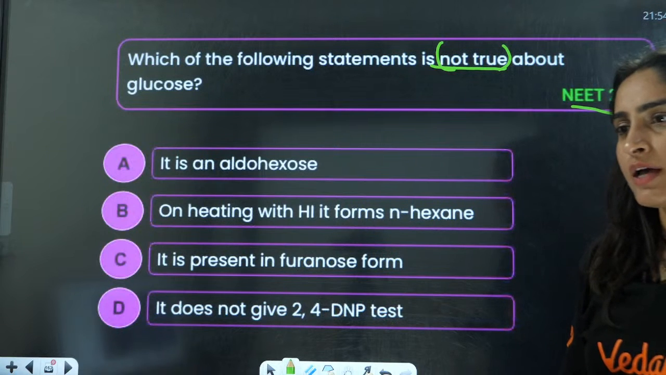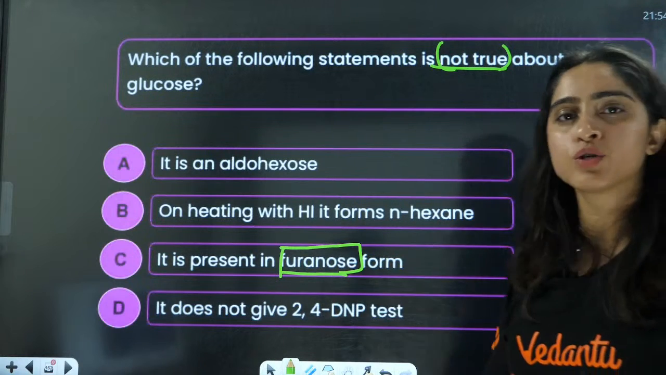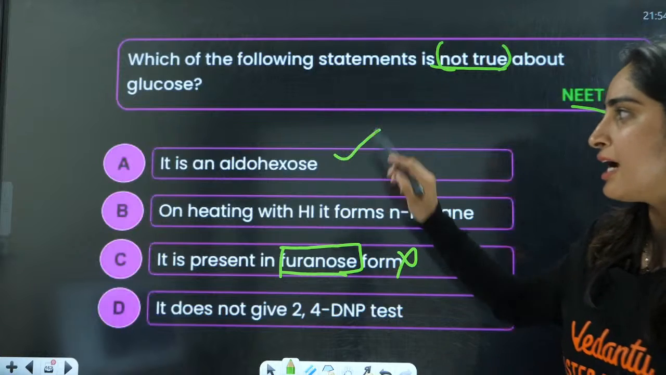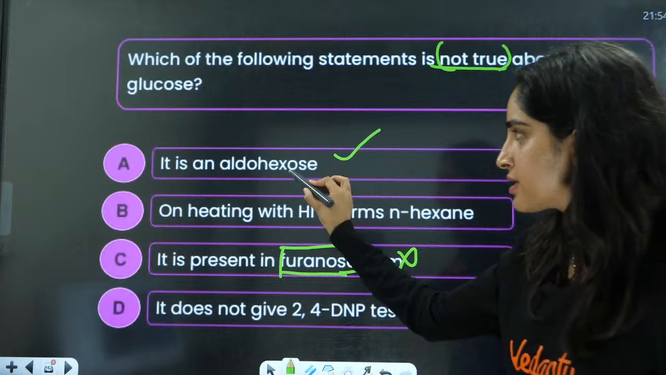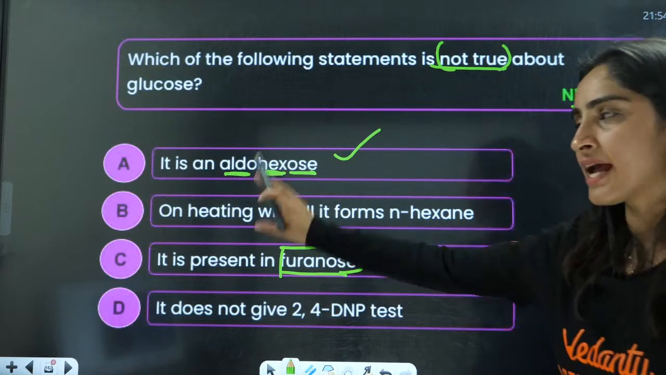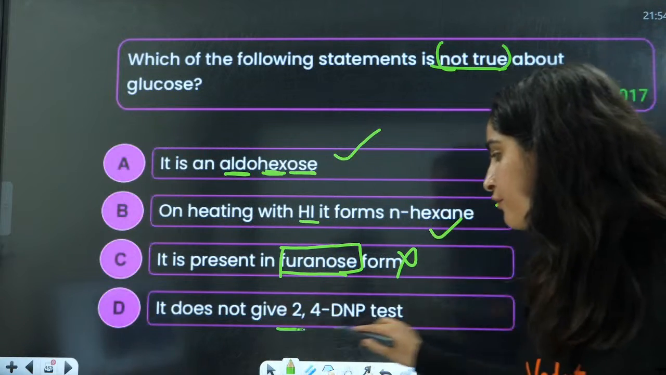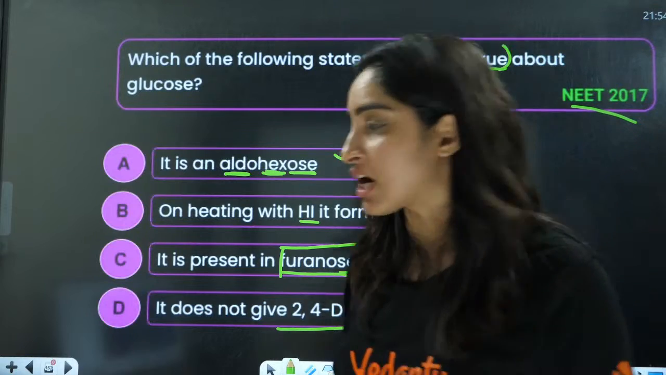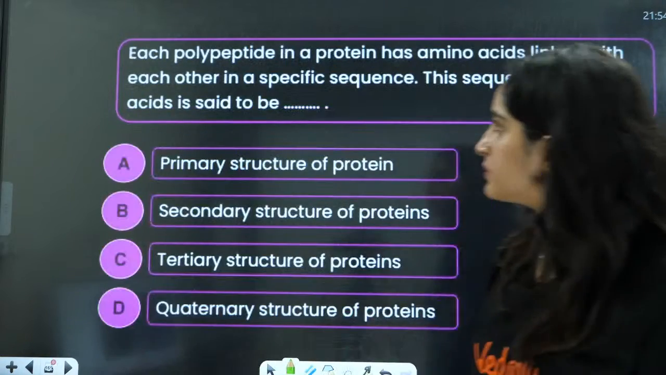Very good. Glucose is in pyranose form, not in furanose form, so this statement is incorrect. Yes, it is an aldohexose: a carbohydrate with 6 carbons and an aldehyde group. On heating with HI, it gives n-hexane. It does not give the 2,4-DNP test, which is why we eliminated the open chain structure here. So C is the correct answer.